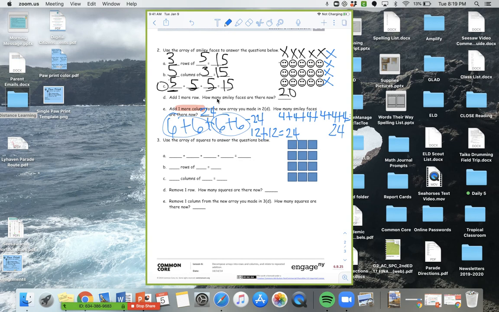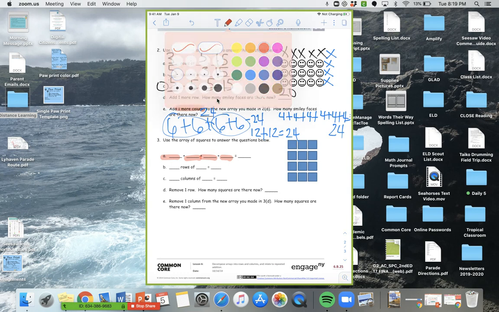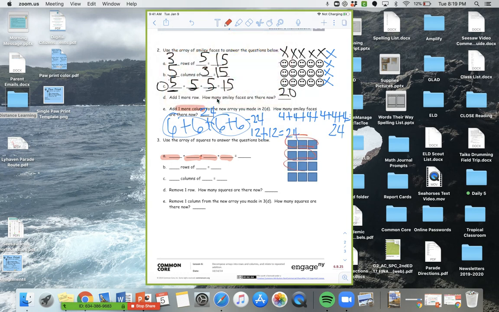Number 3, use the array of squares to answer the questions below. So look at this. I have 1, 2, 3, 4. Now look at it. Am I looking at my rows that go like this? Or am I looking at my columns like this? Which one has groups of 4? If we decompose it, we can see that, let me use a different color. 1, 2, 3, 4. My rows show groups of 4. So I have 3 in each group.